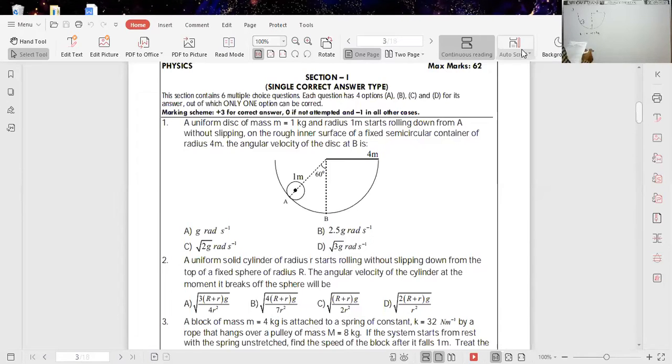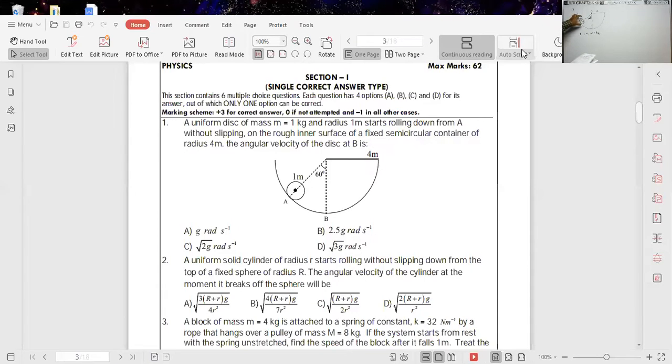It starts rolling down from the point A. Initially, when the disk is here, this is the origin, and this is the position of the disk with respect to the origin. When the disk is here, the line joining the position of the disk and the center makes an angle theta equal to 60 degrees with the vertical. That is given in the problem only.